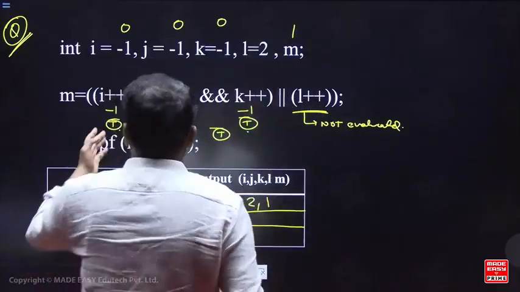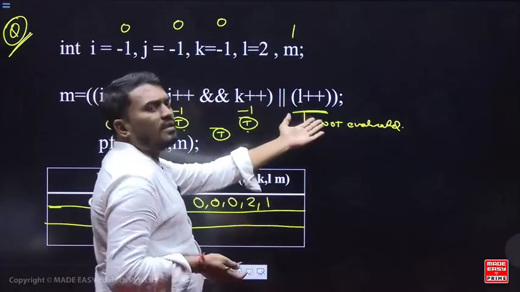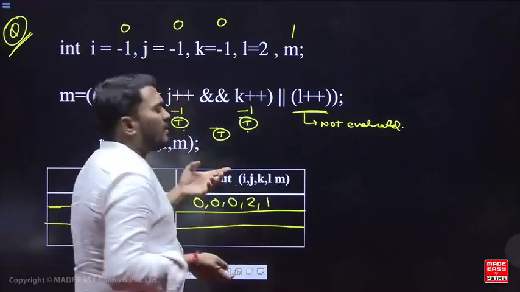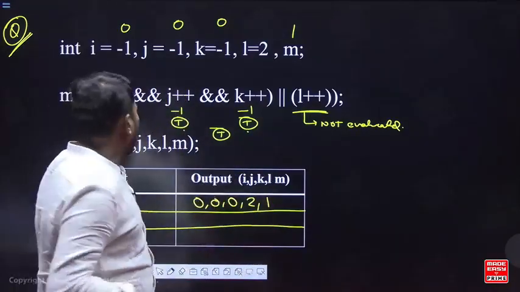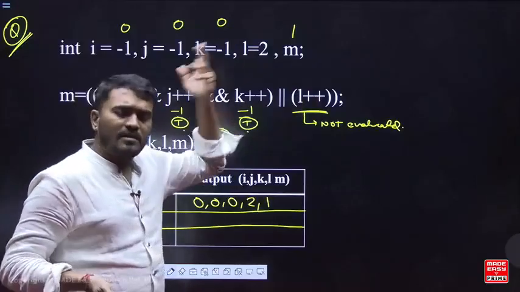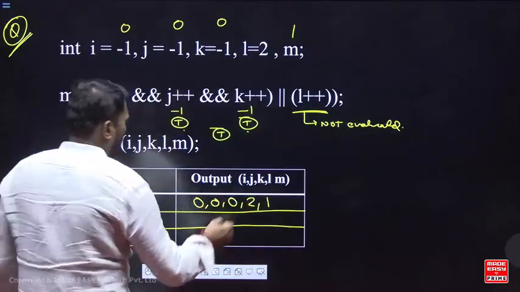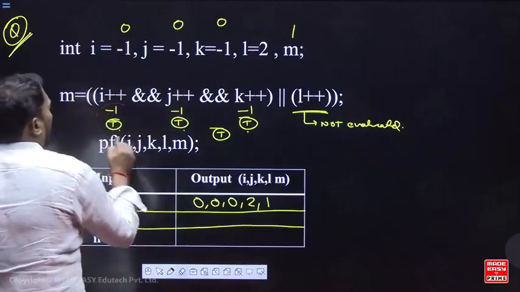So if the first expression is true, then why is the second one evaluated? It is not evaluated. Exactly, it is an OR operation. In the OR operation, if anyone is true, the output will be true. So if this entire expression is true, that part is not evaluated. So with the original input, this is the output you are going to get. Okay, so next.